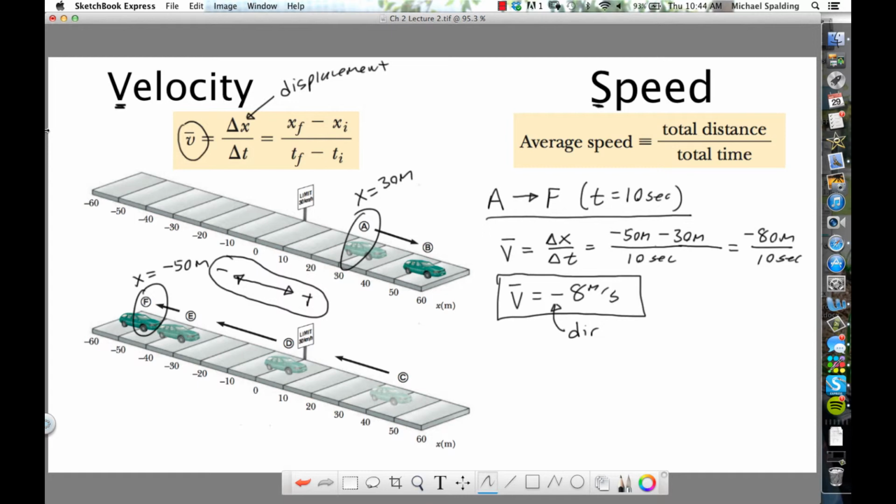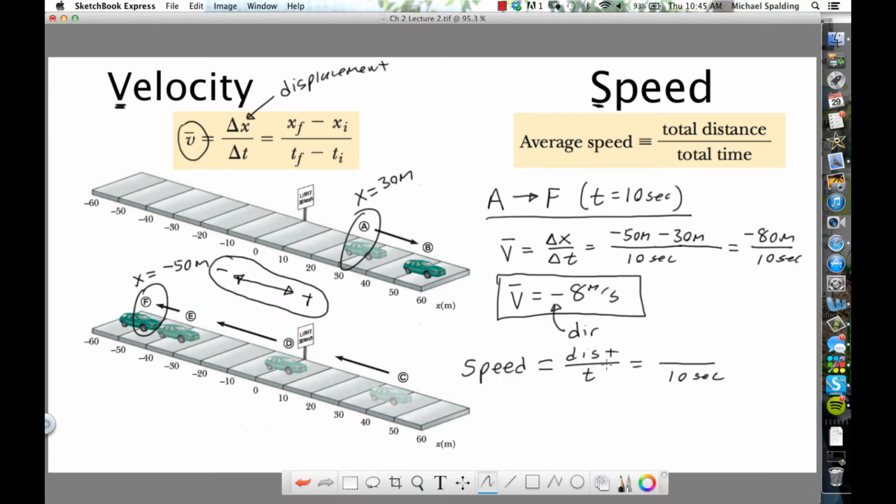Now, just so you can see how tricky physics can be, let's now do the speed for A to F. It's going to be a different answer. It won't be the same answer because speed uses distance. All right, so speed is equal to distance over time. The time is still 10 seconds. Am I going too fast? No?